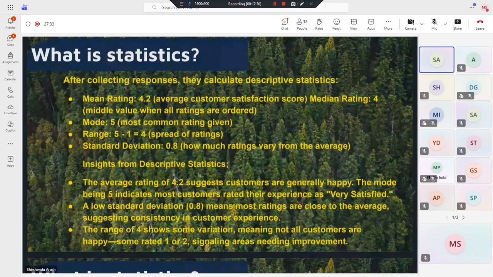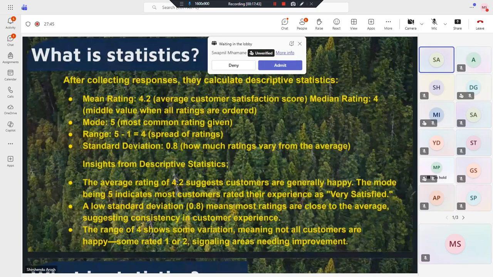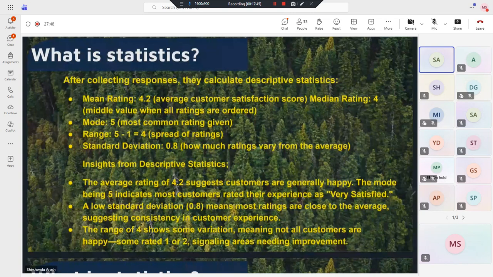Now, under descriptive statistics, what things are there? One very basic one is the mean rating, right? Suppose the average rating is coming as 4.2. That means the average customer satisfaction is quite good. From that number I can understand, because my maximum is 5, that towards 5, if I get an average number, many of the people have given me 5 stars. From this number itself, you can tell this much.